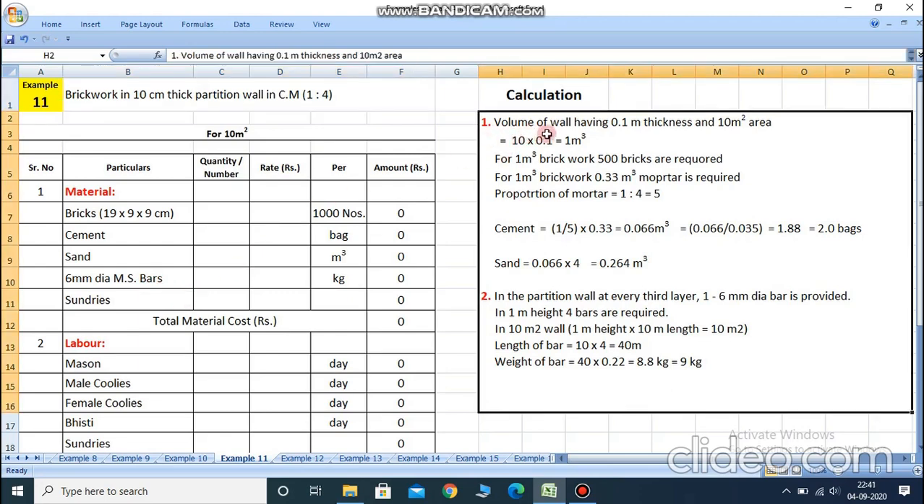For a wall 0.1 meter thick, here 10 centimeter is converted to meter, 0.1 meter thick, and an area of 10 square meters. So 10 multiplied by 0.1, we get the answer of 1 cubic meter. For 1 cubic meter, the number of bricks required is 500. For 1 cubic meter of brickwork, 0.33 cubic meter of mortar is required.